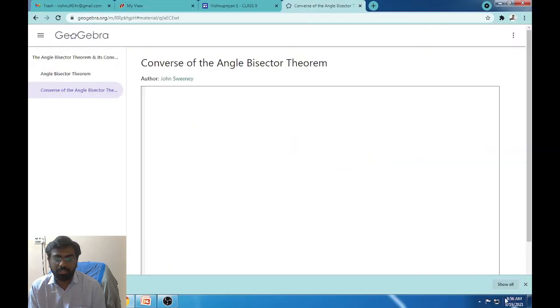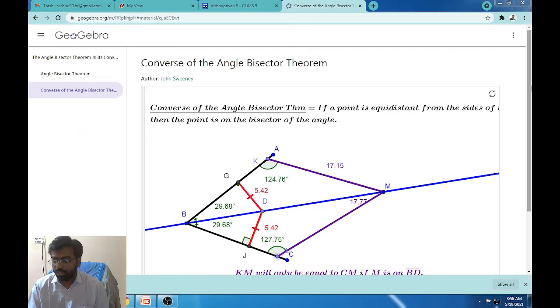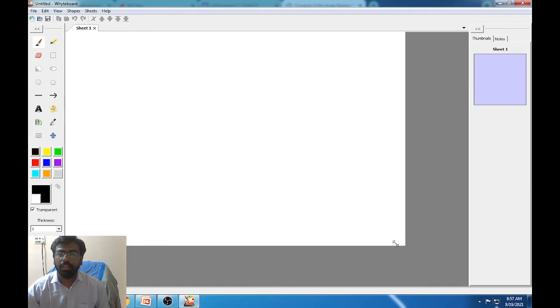After taking the observation, you can move to the writing part. I'll give you the instructions for the writing part. I hope the whiteboard is visible. We have to start writing it.